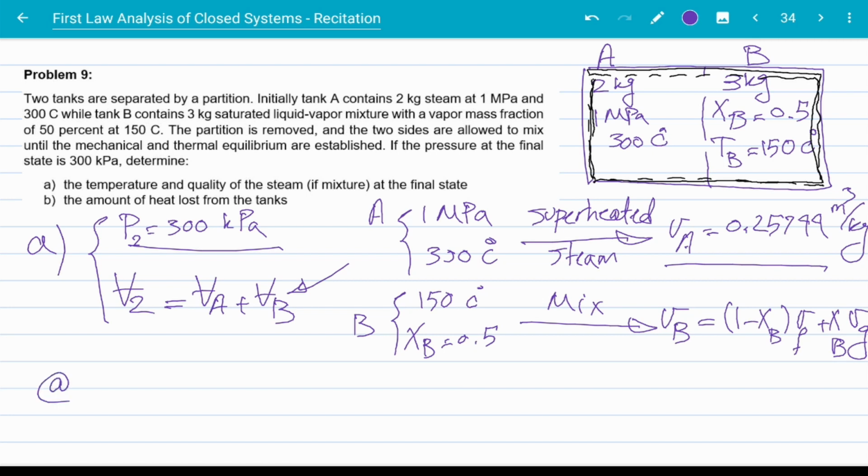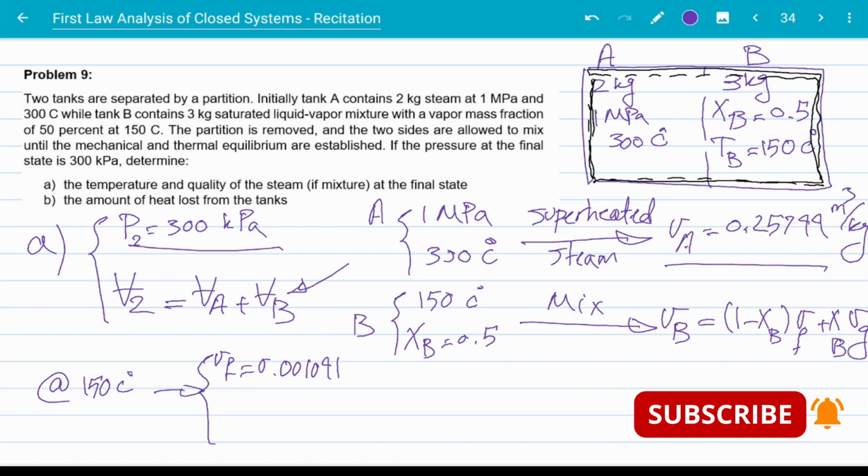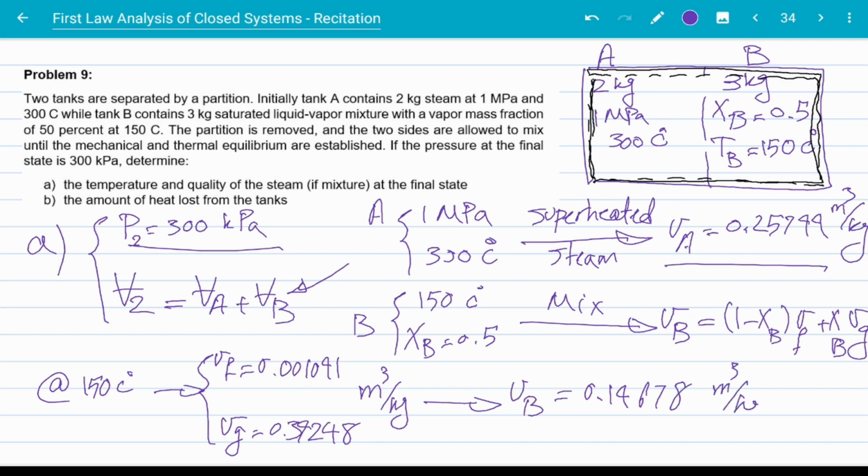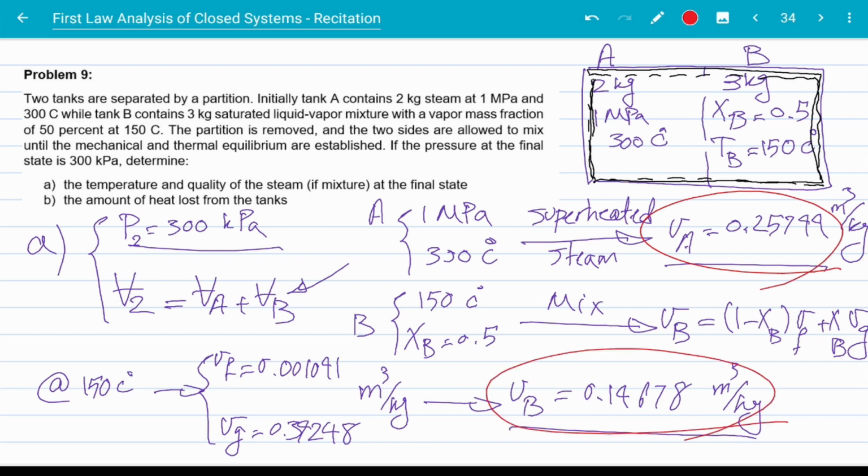So for tables at 150 degrees saturated temperature, I get that v_f is 0.001091 and v_g is 0.39248, both in meters cubed per kilogram. And if I plug these into my equation, I get that specific volume of tank B initially was 0.19678 meters cubed per kilogram. So I have the specific volume of tank A, and I have the specific volume of tank B.